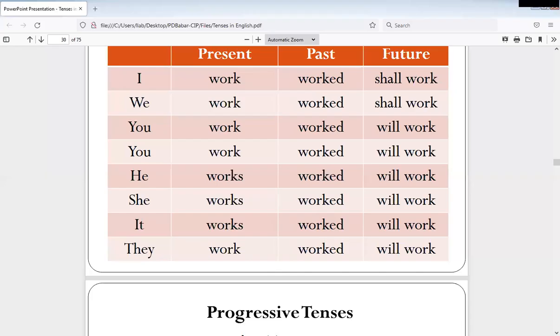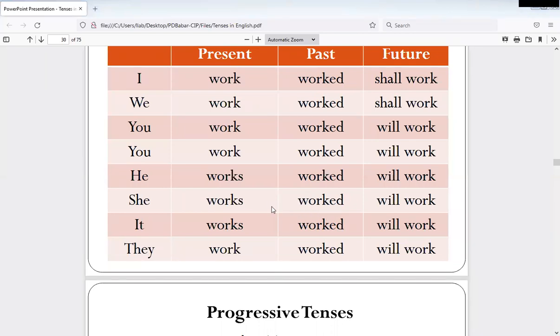I'm sharing the screen. Please tell me, is the screen visible to you? Is the screen visible? Yes, sir. Okay.